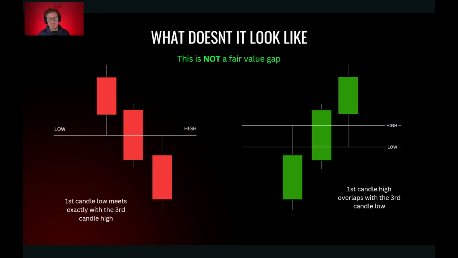So, an example of what a fair value gap doesn't look like: you can see over here, candle 1, we've got the low, and candle 3, we've got the high, and they meet exactly in alignment with each other. So there's no gap in the 2nd candle or the middle candle. So this is not a fair value gap. In our example on the right, this is not a fair value gap because the wick comes all the way up and the 3rd candle wick comes all the way down. So there is no space in between this middle candle.